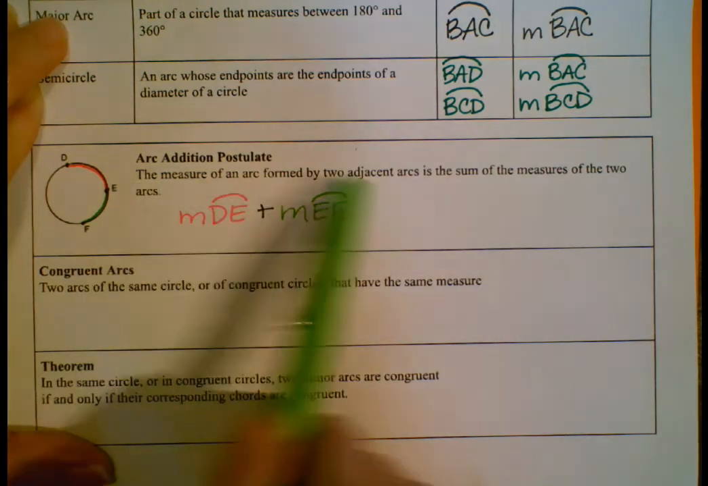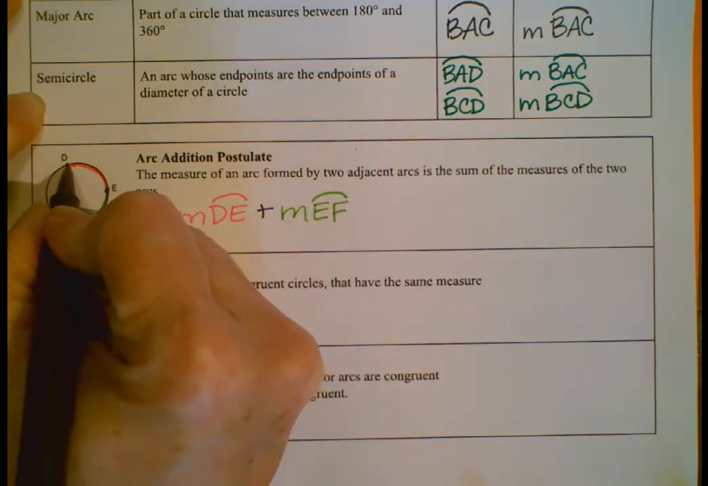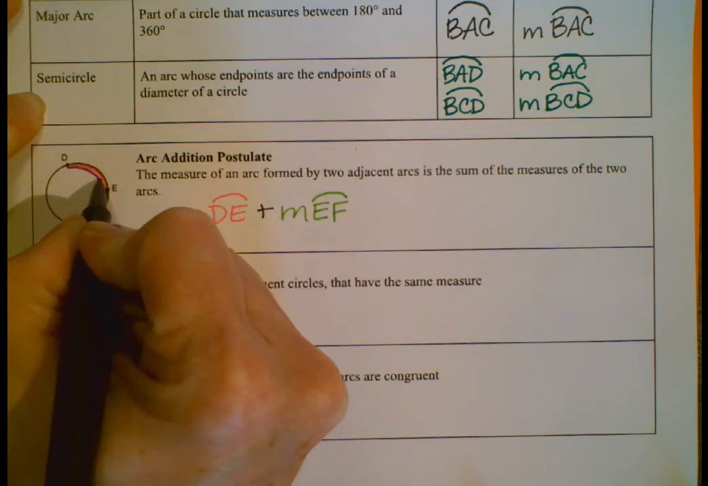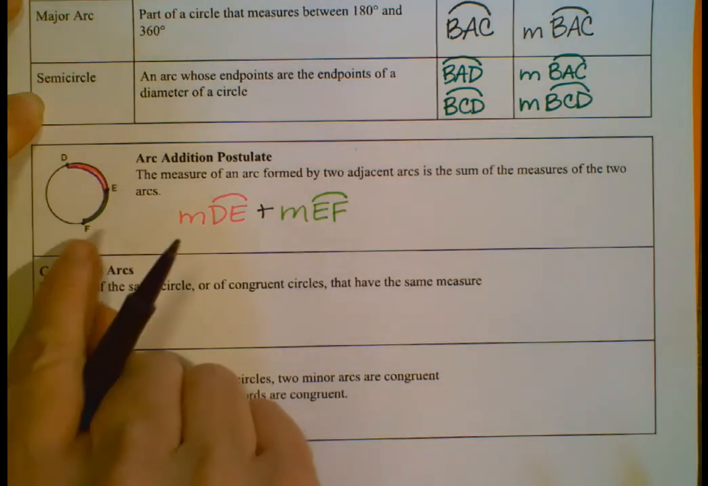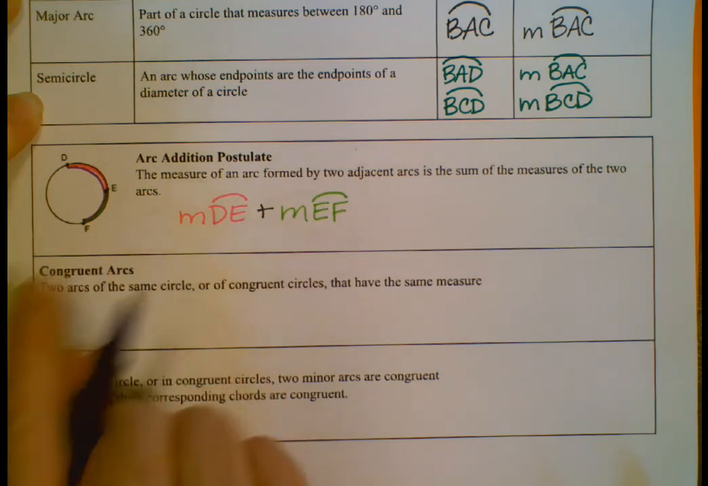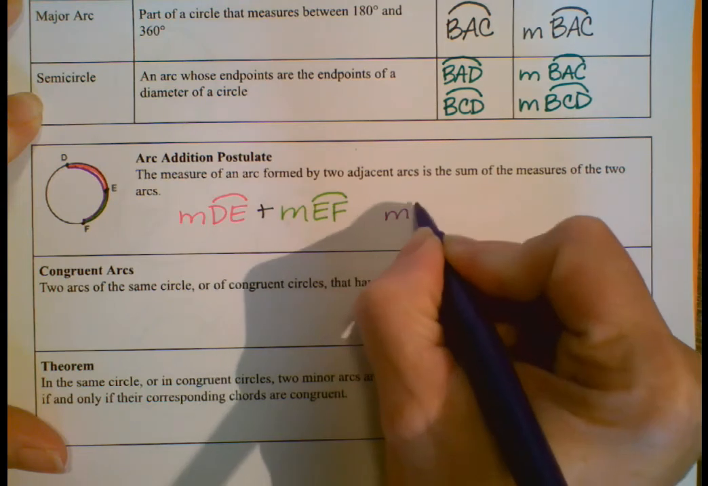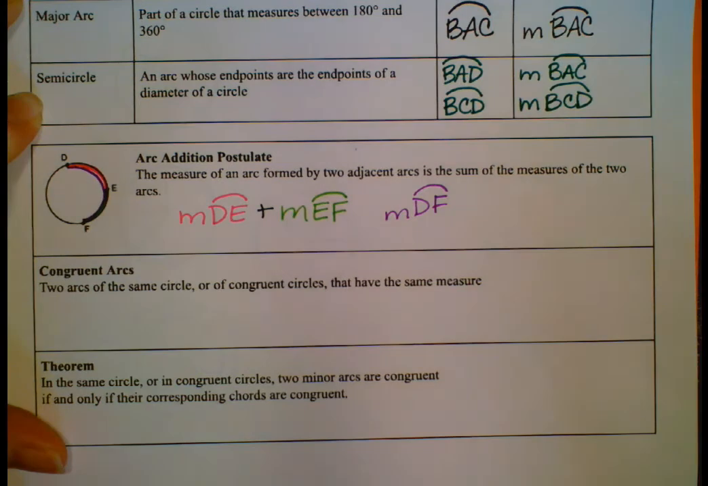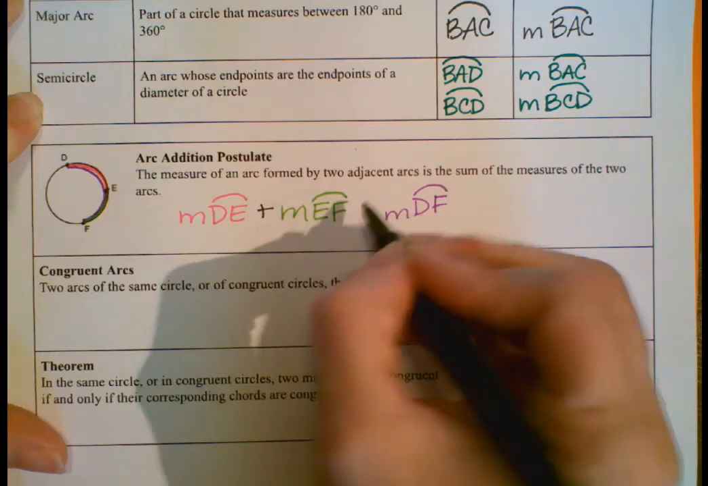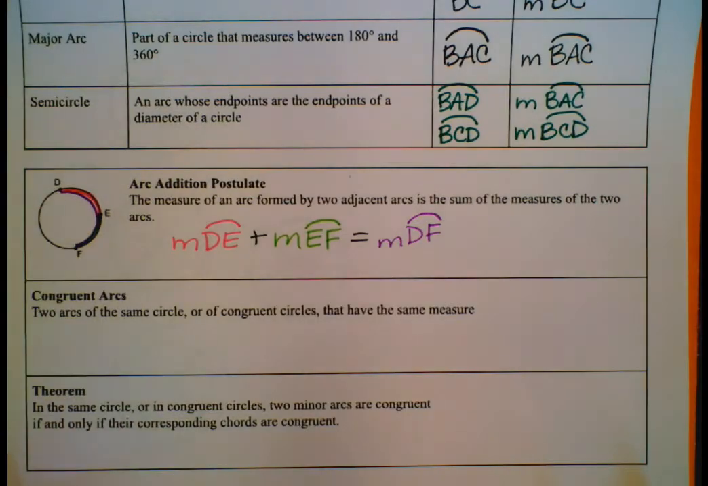So the measure of an arc formed by two adjacent arcs, meaning what if I add these together? What's that going to do? Well, that's going to take me from D all the way through point E to point F. Now, in this case, it appears it might be a semicircle, but I'm really not sure, so I'm not going to assume that it is. But what this is saying is if I were to take these two arc measures and add them together, then their sum would have to be equal to the measure of that larger arc that they together form.